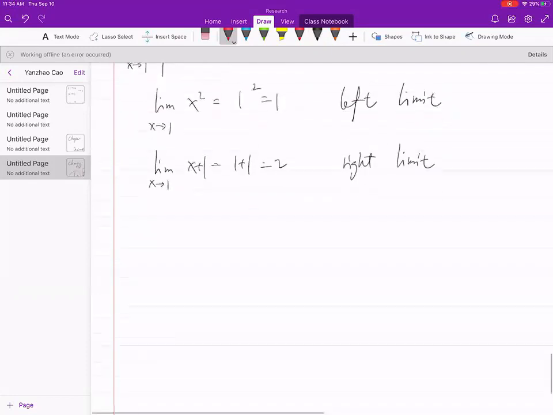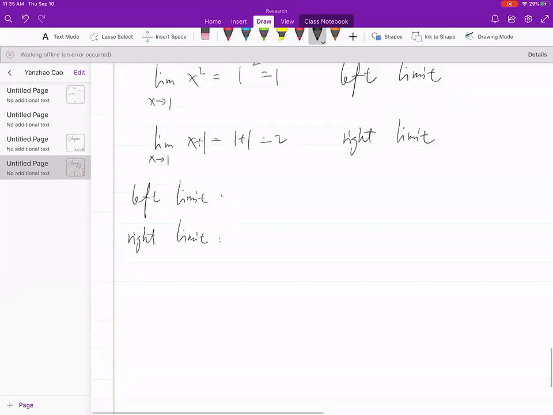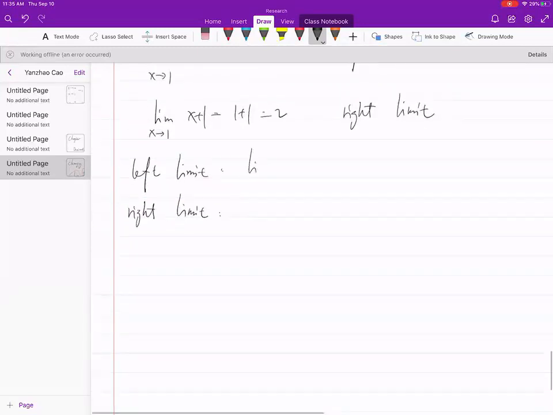Okay, let me write them down. Now we need to define new terms, something we call the left limit and something we call the right limit. Both of them should be similar to this notation because we're approaching the same point just from different directions. So what we would do is put a negative sign here to indicate it's from the left, and a positive sign here to indicate it's from the right.